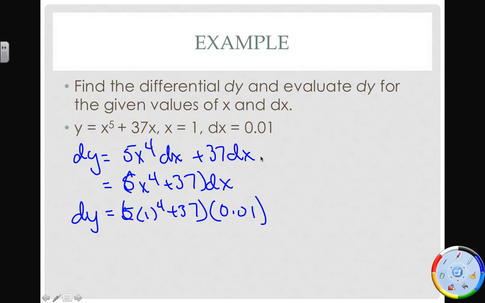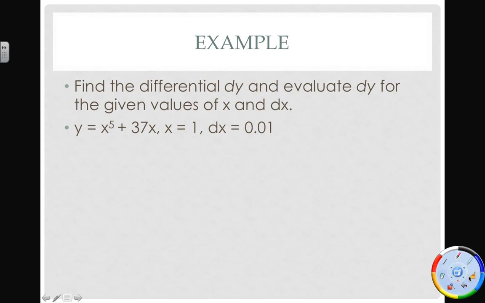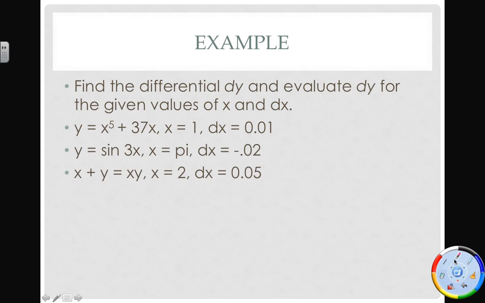And if you do 5 plus 37 times 0.01, you get 0.42, which is your answer. That just means you found the derivative at y, given an x value and a change in x. Basically, that's all it's asking. All right, so you can do this for any type of problem. This one's the same. Let's move to the last one, because this one's a little bit different.